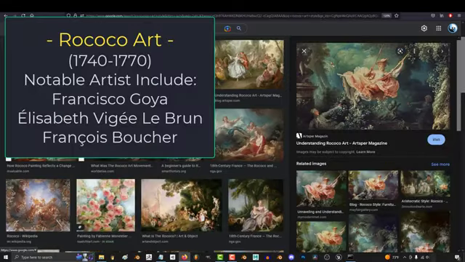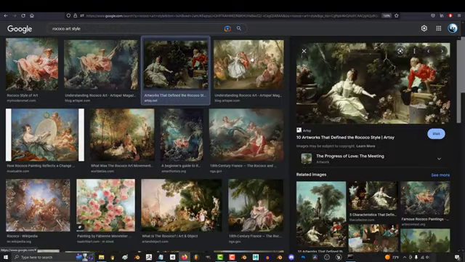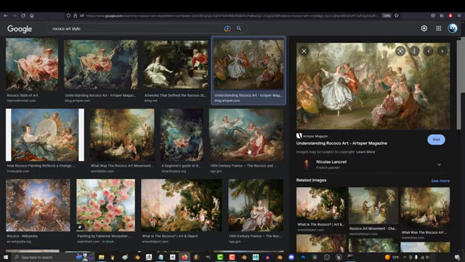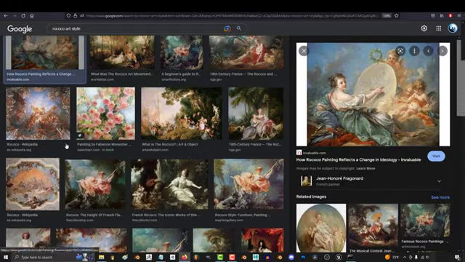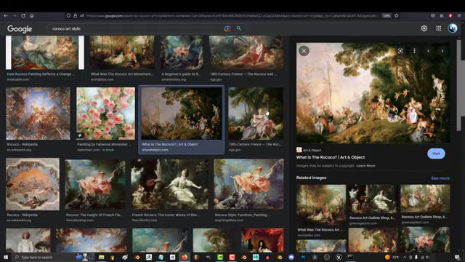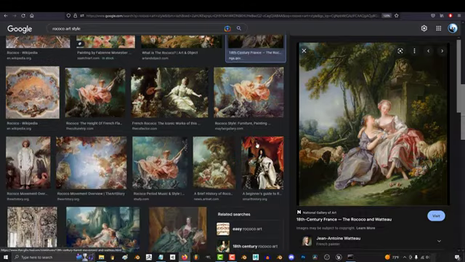Rococo, an extremely ornamental and theatrical style of art. It's often super decorated with nature, curves, gilding, and light pastel colors to create surprise and the illusion of motion and drama. It's kind of like Baroque, but a little less serious and a much lighter and happier tone.